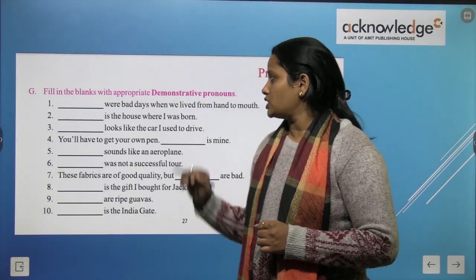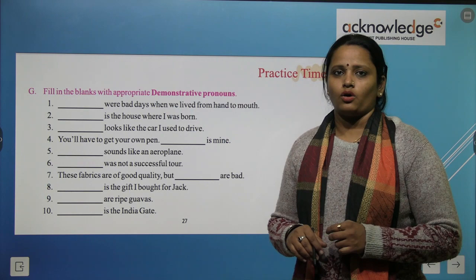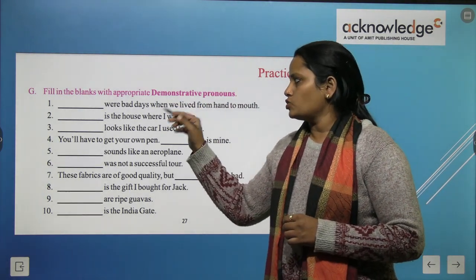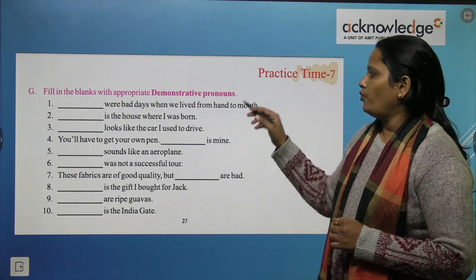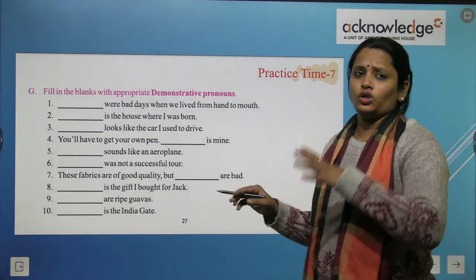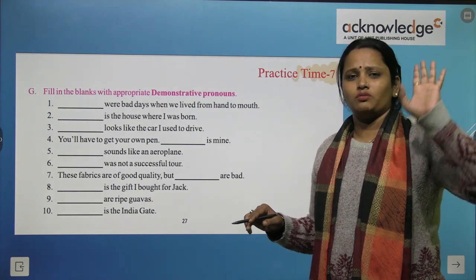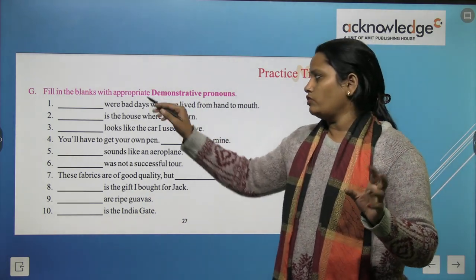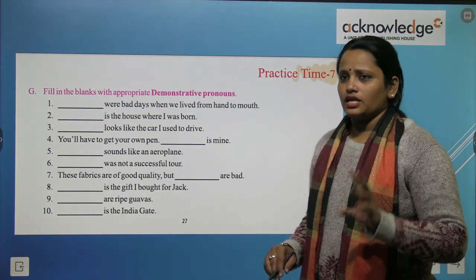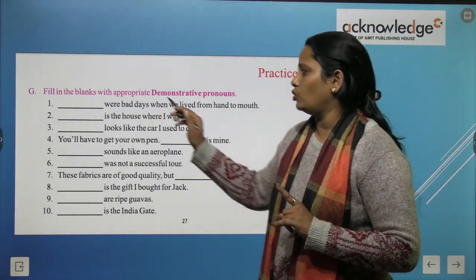Now fill in the blanks with demonstrative pronoun. So demonstrative pronoun से we have to fill in the blanks. Dash were bad days when we lived from hand to mouth. So ये उन दिनों की बात कर रहे हैं जो जा चुके, मीन्स बहुत दूर हैं. So we are going to write here those were bad days. So यहाँ पे first में आएगा those.